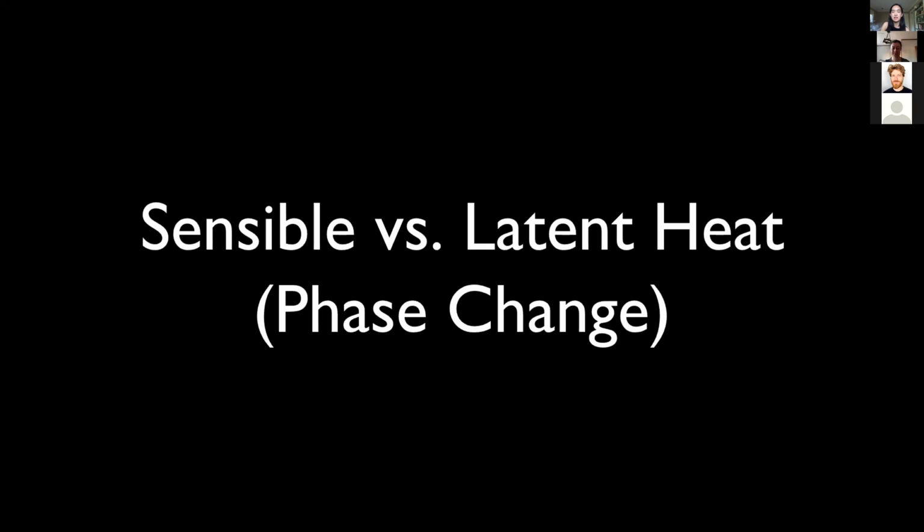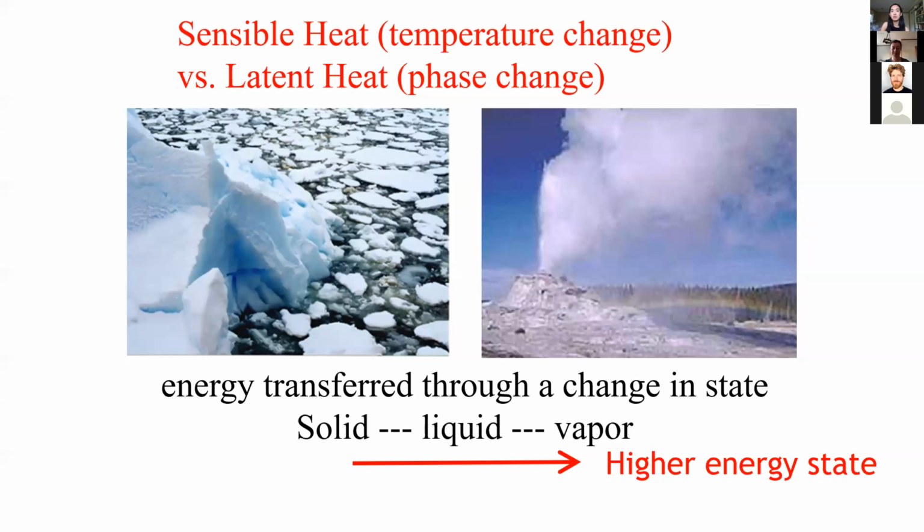So now we're going to talk about heat transfer mechanics. What happens to material when heat is added or removed? It's either sensible heat, which is temperature change, or latent heat, which is phase change. Energy is transferred through a change in state, going from solid to liquid to vapor. And this shows the progression to a higher energy state.